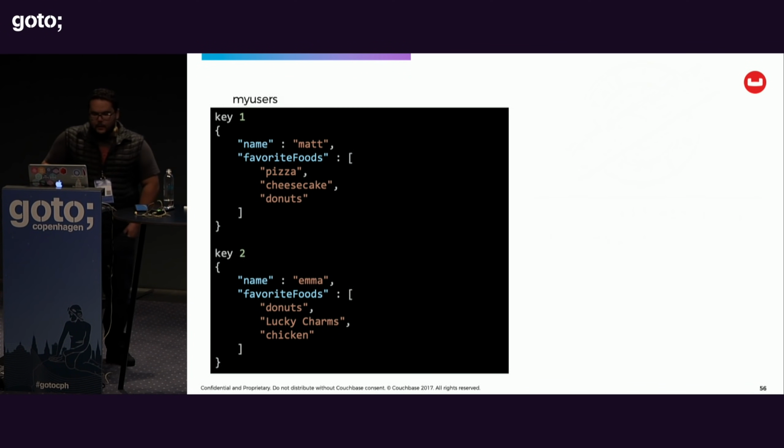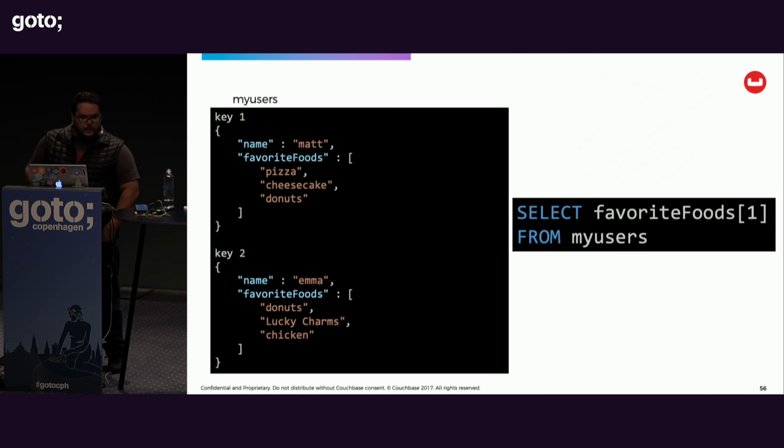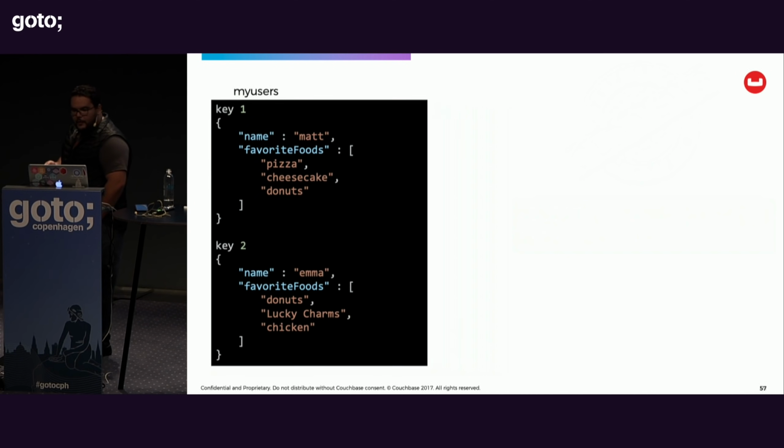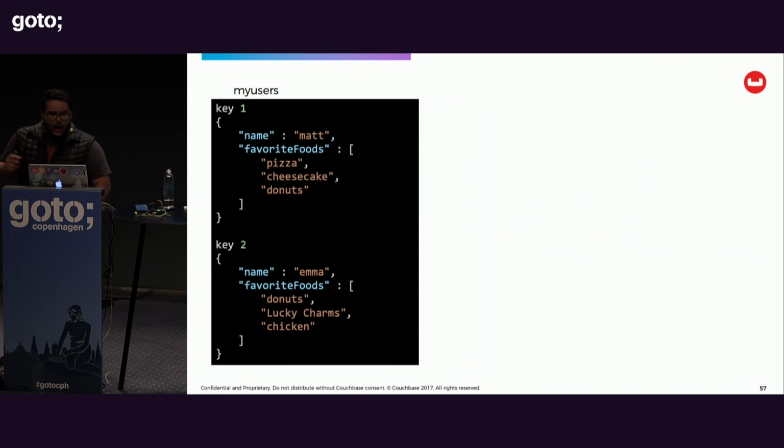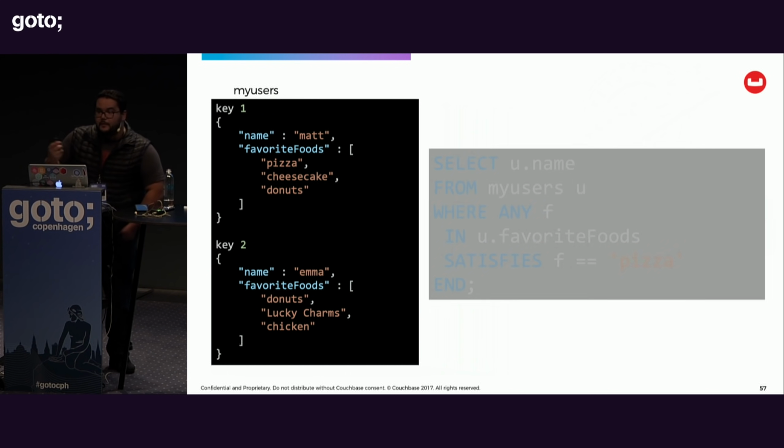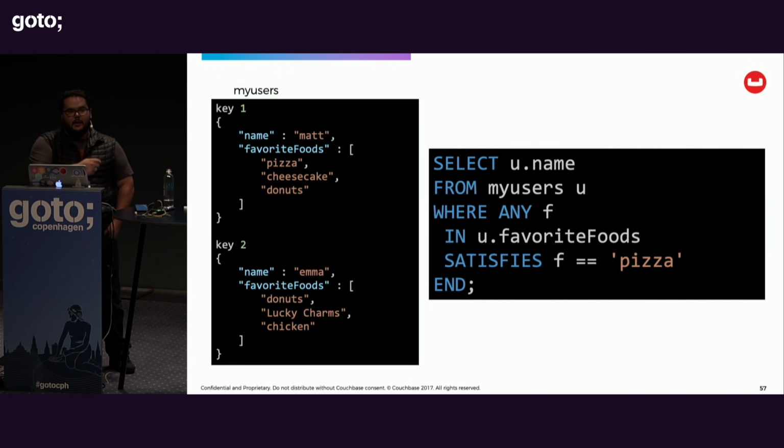Some other examples. Let's say I want to select the second favorite food of each user. I can do something like favorite foods and pass the index. Super simple. What if I want to select all the users that have pizza as a favorite food? I can do something like select where any favorite food f satisfies f equals pizza. Simple as that. I mean, it even sounds obvious, right? It makes a lot of sense. Even if you had no experience with SQL++ in the past, you can clearly understand what's going on here.